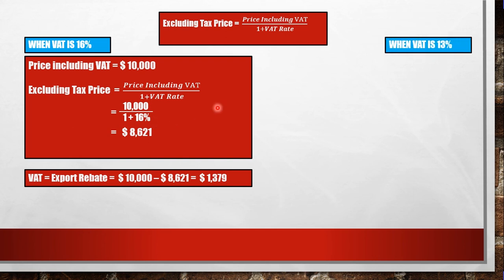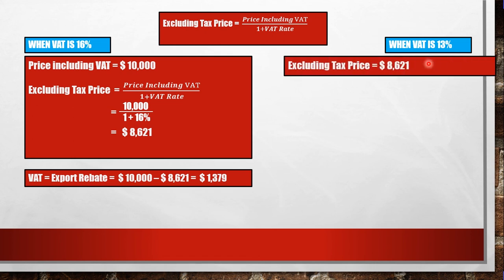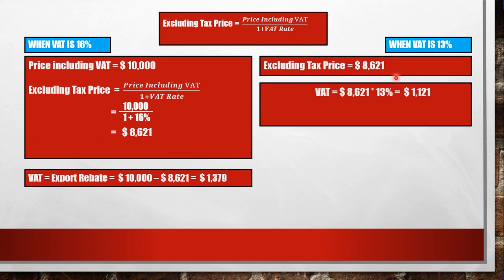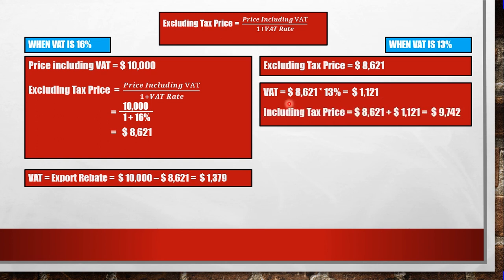Now let's calculate when it is 13%. We already have the manufacturer's price, the price which does not include tax, $8,621. We calculate VAT on this price. Now the VAT rate is 13%, so we will have $1,121. Now we can get the total price including tax: our manufacturer's price plus our VAT. We will have a total of $9,742 as the total price for this engine.